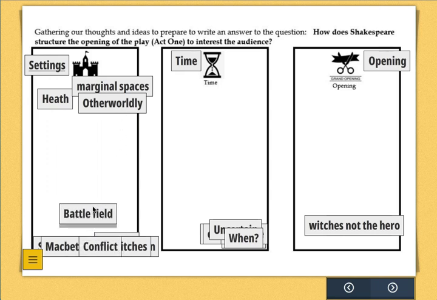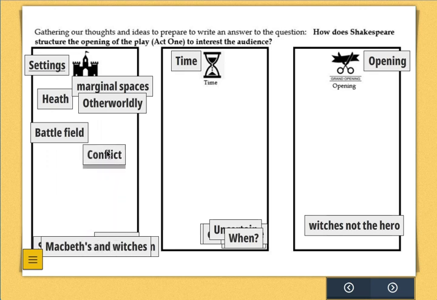The next big setting to think about is the battlefield. We meet Duncan talking to the captain at the end of the battle, and they're still on the battlefield, so to speak. So that's a symbol of conflict, isn't it? It's also a place of success, isn't it? They've won the battle, so you could have success there as well. It's also a place of death, it's a place of injury. So it's got positive and negative connotations, but it's quite different from the heath, isn't it? It's a busy place, there's lots going on.